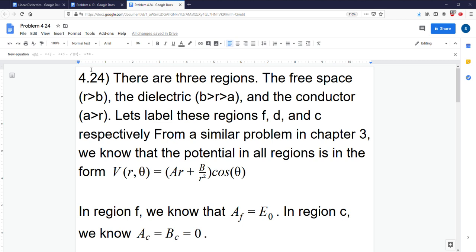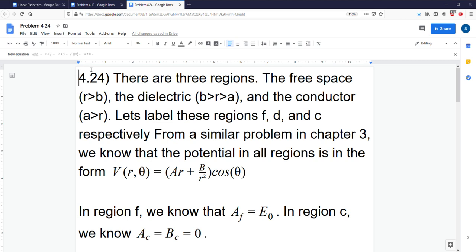4.24 on page 197. To start, I am going to reference example 3.8 on page 145 through 147 of the text. This was the problem of a conducting sphere placed in an otherwise uniform electric field. I am going to refer to some of the results of that problem and not explain them, so if you do not remember that, please brush up.